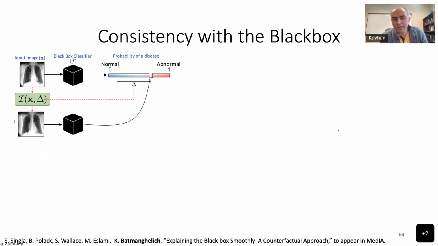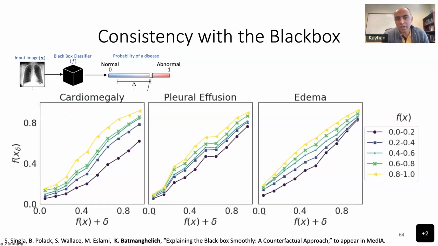If you remember this figure that I showed you a couple of slides ago, one of the criteria was consistency with the black box. For three different diseases, cardiomegaly, pleural effusion, and edema, we showed two axes. On the x-axis, we see the expected value of the counterfactual, basically how much this delta changes, the value that we expect the output of the counterfactually generated image would be after plugging the image into the black box. And the y-axis is the desired axis.